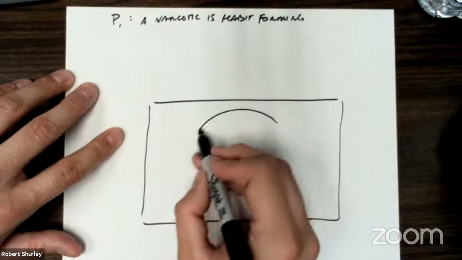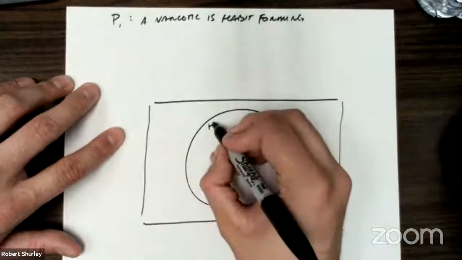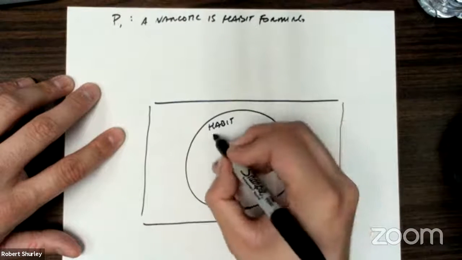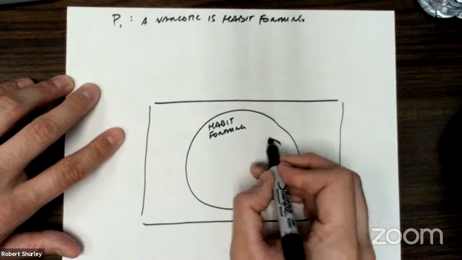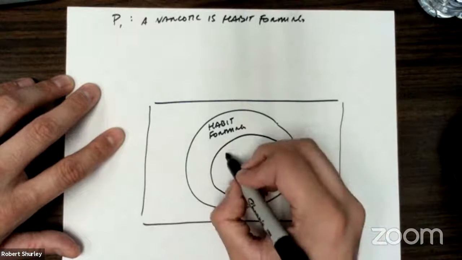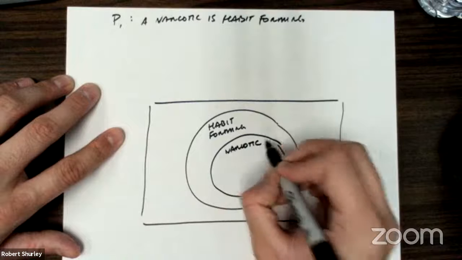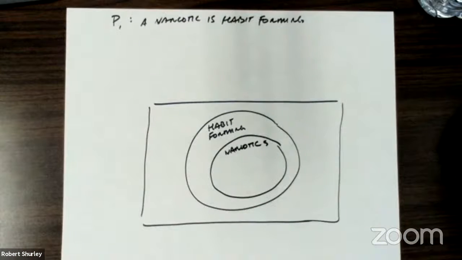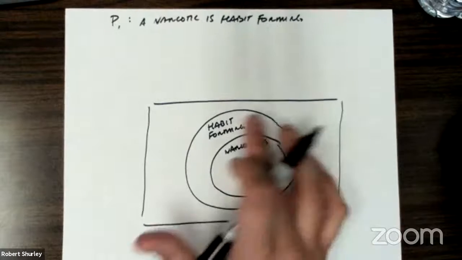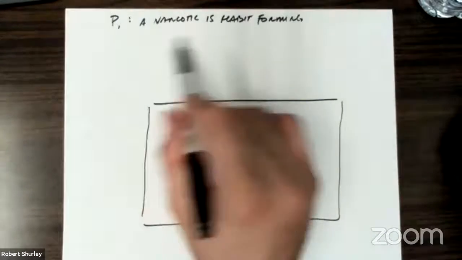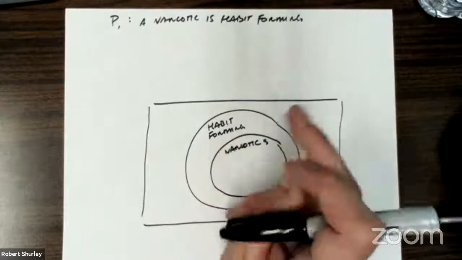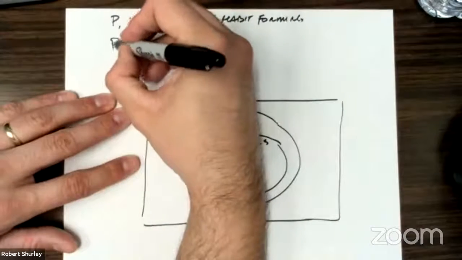So we've got all things that are habit forming, and we're going to say that narcotics are in that bubble. That's what the first premise says. We're stating a narcotic is habit forming. So all the things that are habit forming are right here, and narcotics are squarely in that, based on that premise. Premise 2: aspirin is not habit forming.